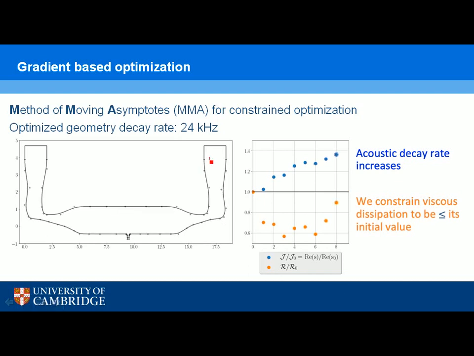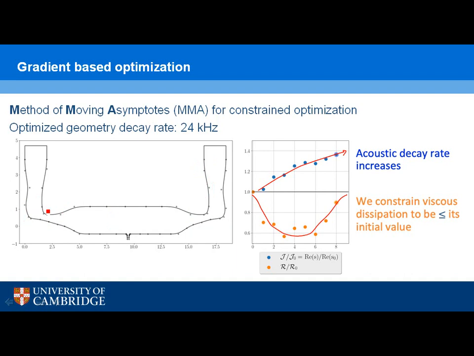We see that the computer moves the points around until we are really constraining the flow around the corners here, while opening up the channel in the middle. And so we can see that this increases the acoustic decay rate, while, in this case, keeping the viscous dissipation to be less than or equal to its original value. This was done by the computer. The physics is programmed into the computer, but the computer doesn't understand, of course, what it's doing. Humans, however, can add the physical interpretation of this.